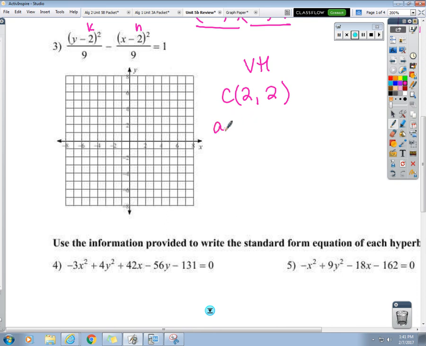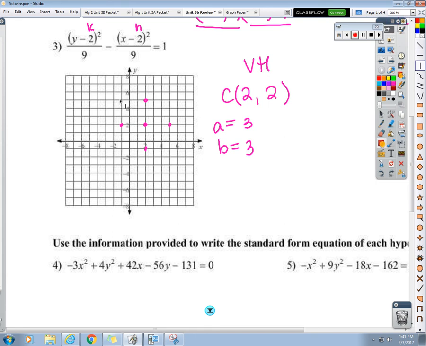Now we need to know the a and the b, which they also made pretty easy. What's the a? What's the b? 3. So now we have enough information to graph this vertical hyperbola. We go to 2, 2, and then they're both 3, so that means we go up 3 and down 3, and we go right 3 and left 3. And that will give you the points you need to make your box.